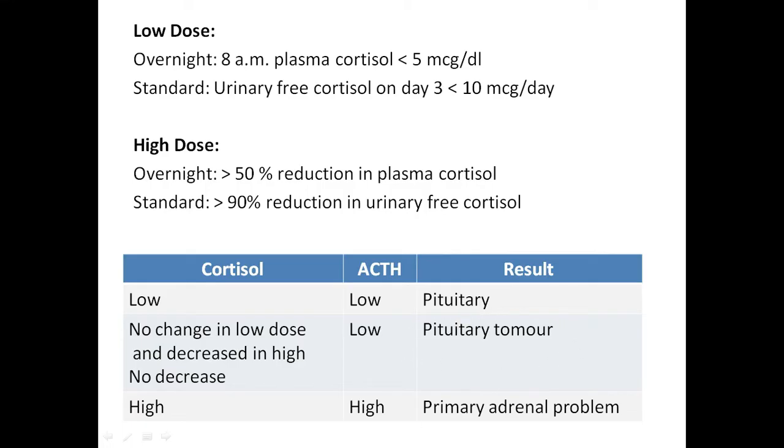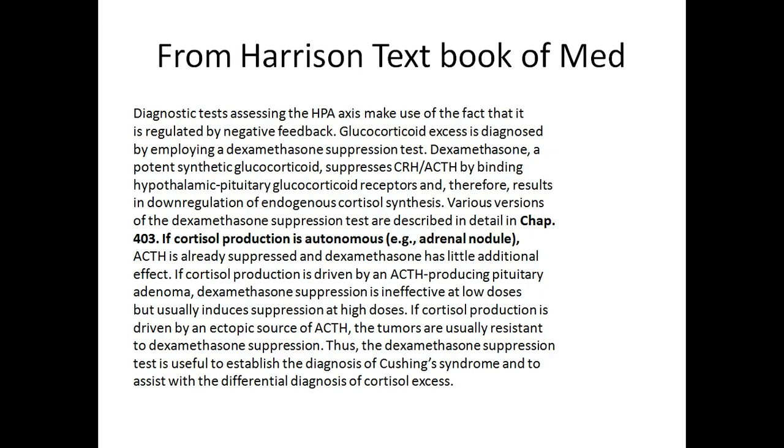When we give dexamethasone and still find that the cortisol levels do not decrease and the ACTH level still remains high, then we know that this is a primary adrenal cortex problem. This is an extract from Harrison's textbook of medicine, which covers all that I have said.